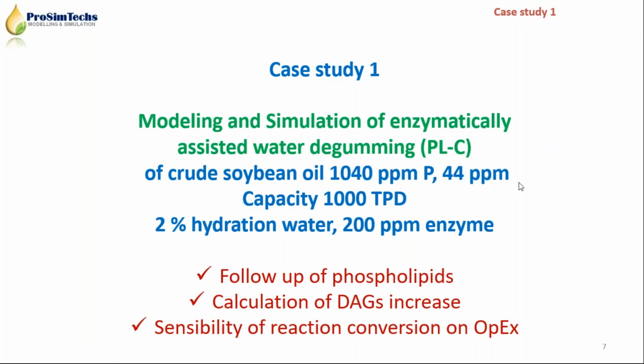Also, I am considering, well, I missed the calcium composition related to the phospholipid salts. I am considering 44 ppm of calcium related to the phospholipid salts, and I have chosen a capacity of 1,000 tons per day, using 2% of water to perform the hydration of the phospholipids, and using 200 ppm of enzyme.